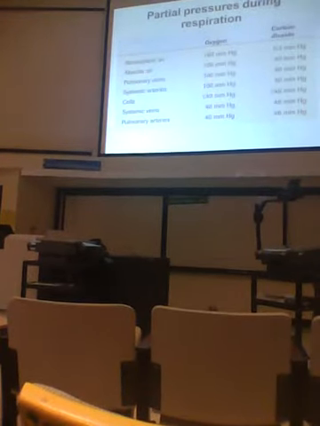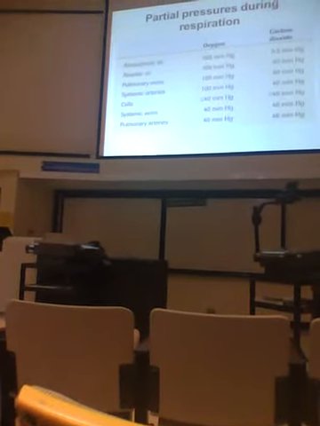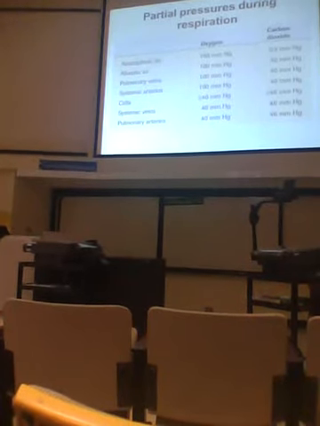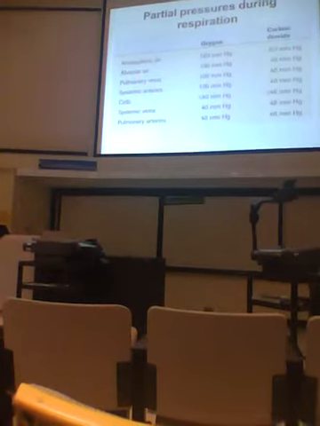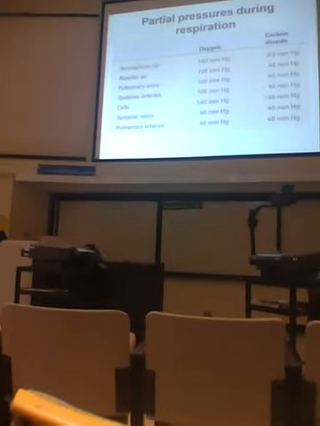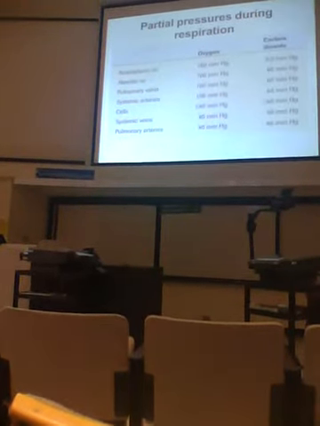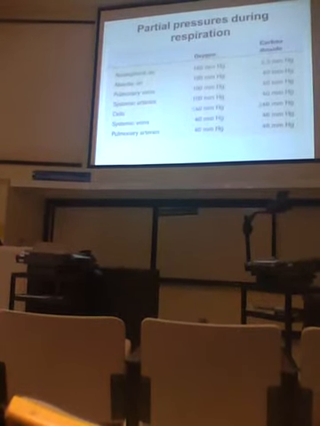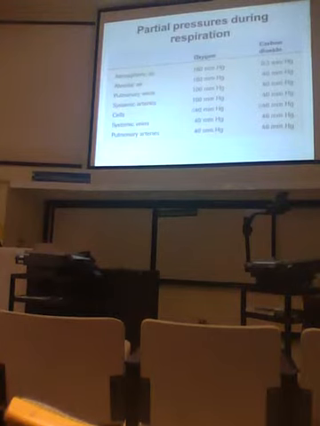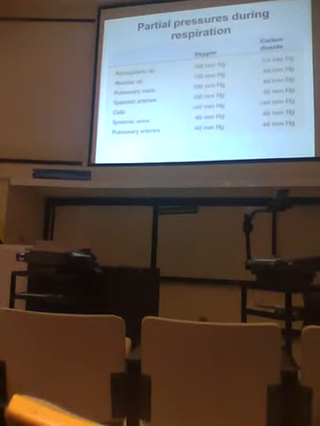And the same thing for carbon dioxide. The alveolar air about 40 millimeters of mercury carbon dioxide, and in the cells and the veins about 46. So that's the range of carbon dioxide partial pressures, and that's the range of oxygen partial pressures.